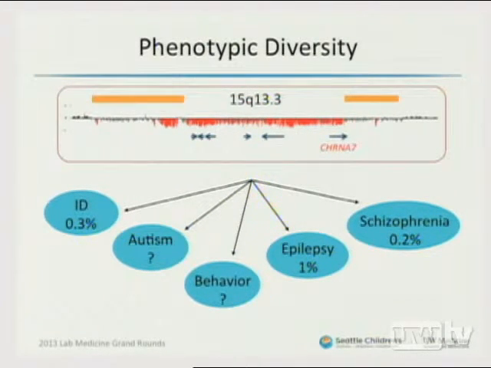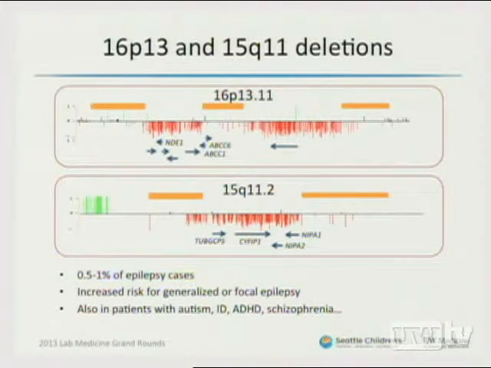And this pattern of variable expressivity and risk for various related diseases is true for the 2 other microdeletions that are important for epilepsy. So deletions at 16p13 and at 15q11, same story. They're present in 1% of patients with epilepsy, but they're found in patients with related diseases as well.